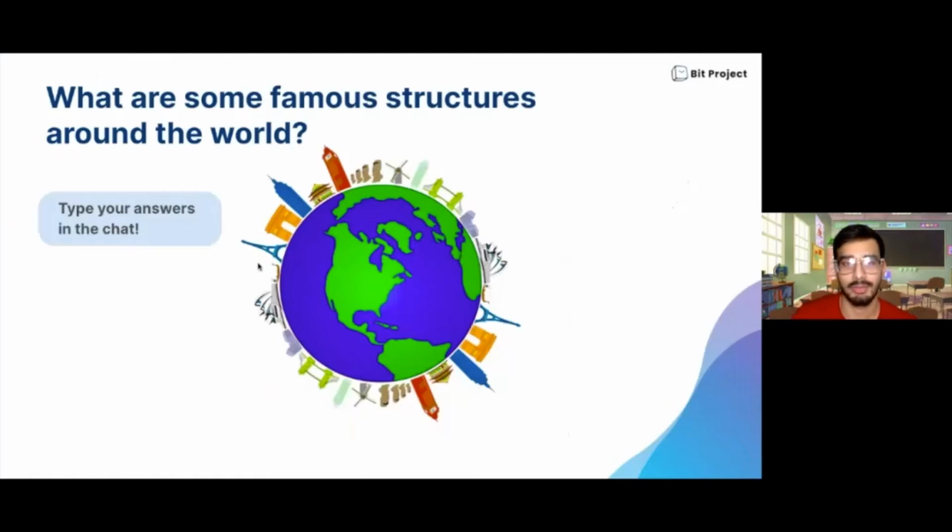Next, maybe some of you are still getting your materials, but if you already have them, we're going to be talking about different types of buildings and structures. Type in the chat if you have any favorite buildings or if you know of any famous structures around the world. It could be something you see in this image here, different global buildings, or maybe a building in your city. You can type in the chat.